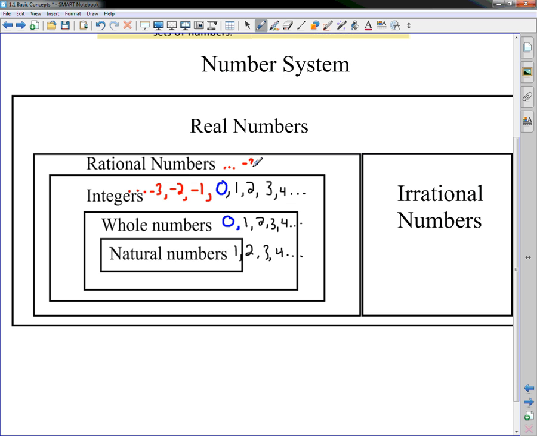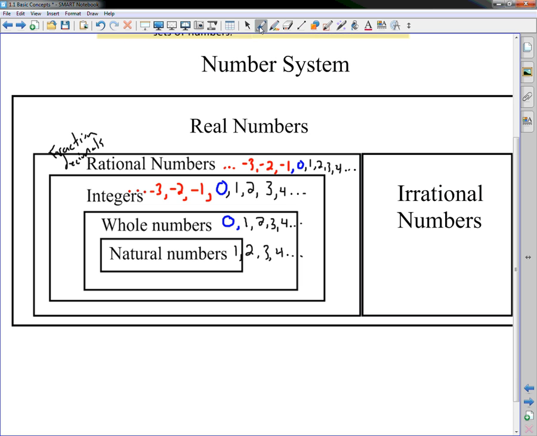So we're going to work left and right forever. So we have all the numbers we just talked about, plus we're going to start to have fractions and decimals. Okay. So now we have fractions and decimals. And these are decimals that either end or they repeat. Okay, so rational numbers are integers, whole numbers, natural numbers. But we also have fractions, and we have decimals that end or repeat.